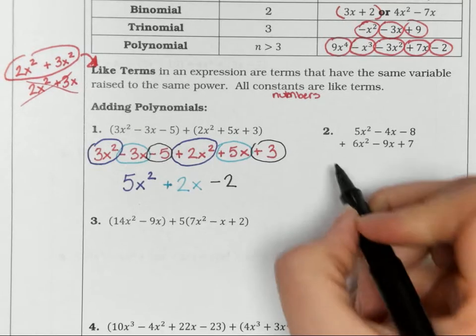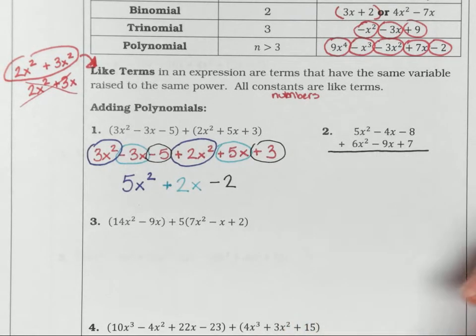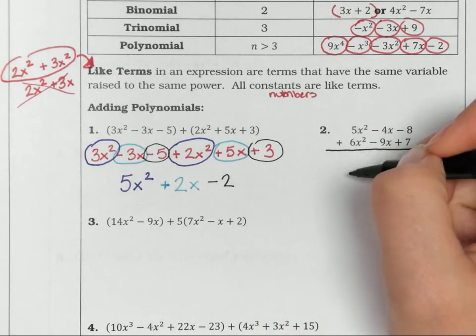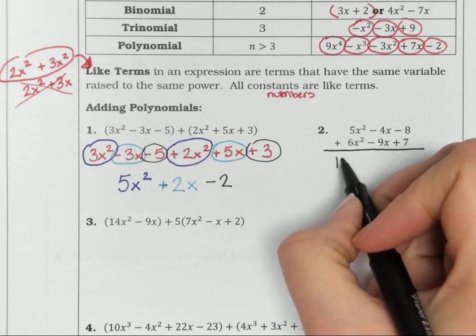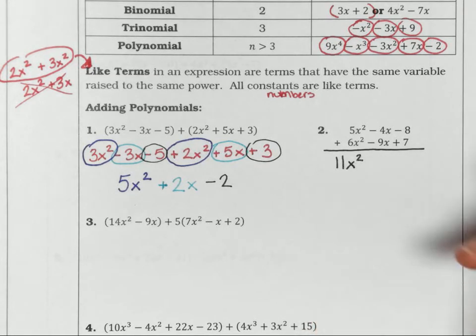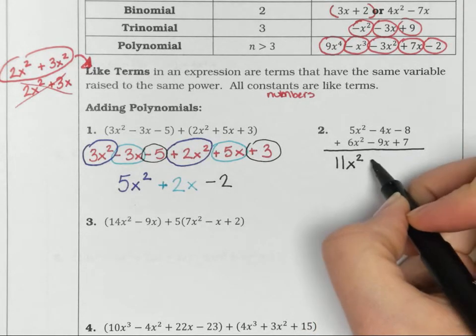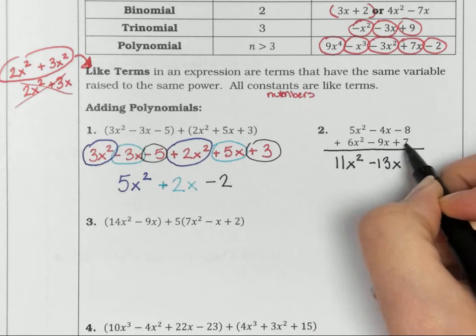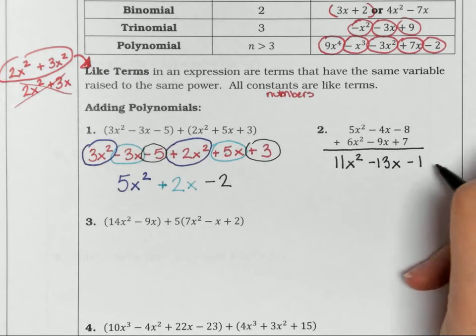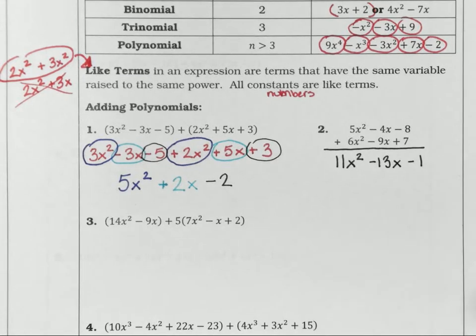Now in number 2, they already have the like terms lined up for you. And if you like this, you can also line up your like terms. So 5 plus 6 is 11. Keep the x squared. Negative 4 and negative 9 is negative 13. Keep the x. And negative 8 and positive 7 is negative 1. And again, that's your final answer.